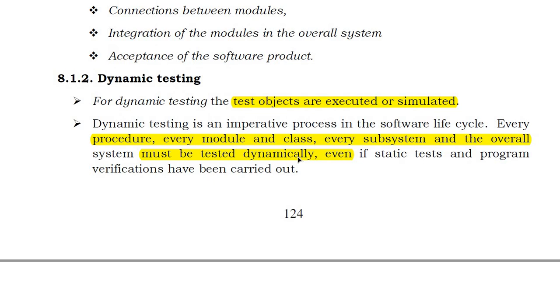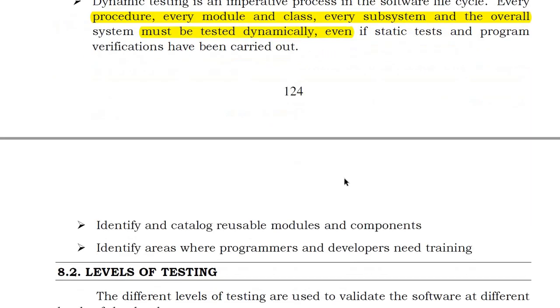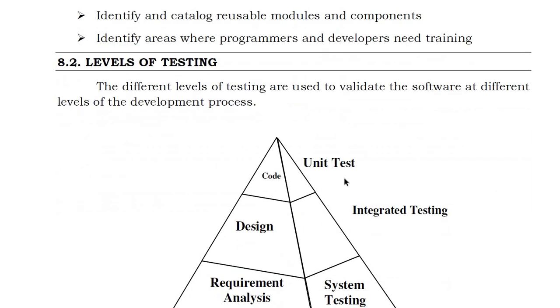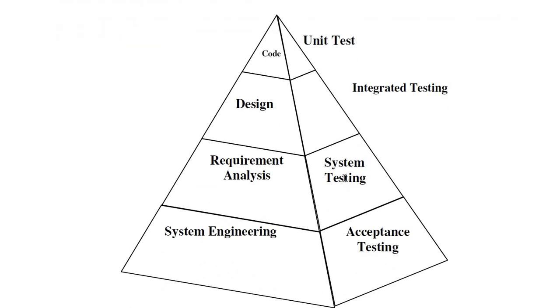Dynamic testing means the test objects are executed and simulated dynamically at any time. Every procedure, every module, every class, every subsystem, and the overall system must be tested dynamically, which is called dynamic testing. The levels of testing are unit testing, integration testing, system testing, and the last one, acceptance testing. Unit testing focuses on the coding, integration testing on the design, system testing on the requirements, and acceptance testing on the system engineering.